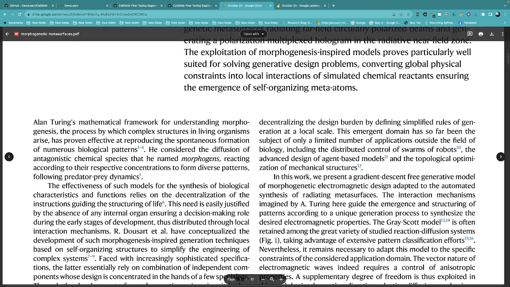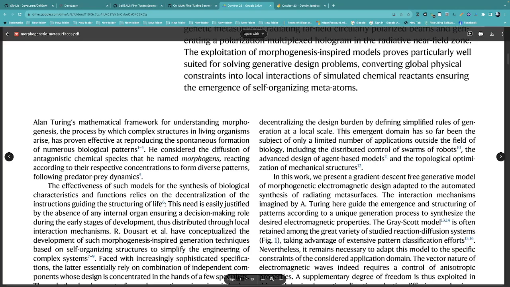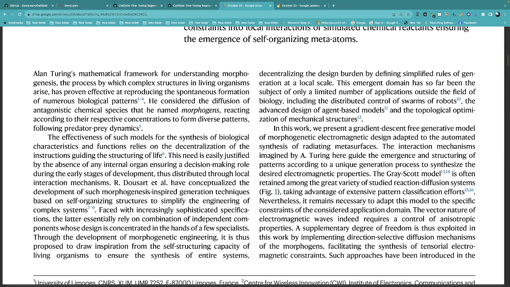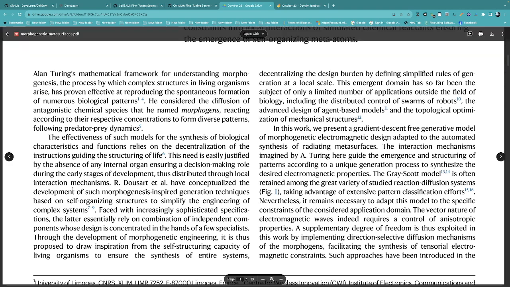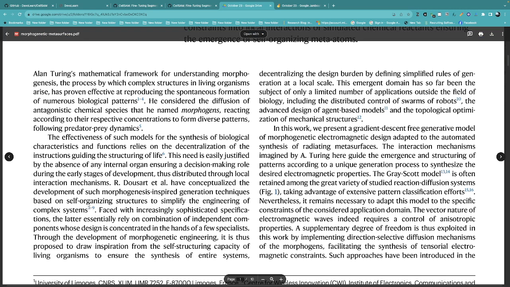The effectiveness of such models for the synthesis of biological characteristics and functions relies on the decentralization of the instructions guiding the structuring of life. So we don't really have a centralized control mechanism. This is all very decentralized. So this is the point that they're making here. Dussart et al. have conceptualized the development of such morphogenesis-inspired generation techniques based on self-organizing structures to simplify the engineering of complex systems, and those are references 7 through 9, which we'll also come back to.